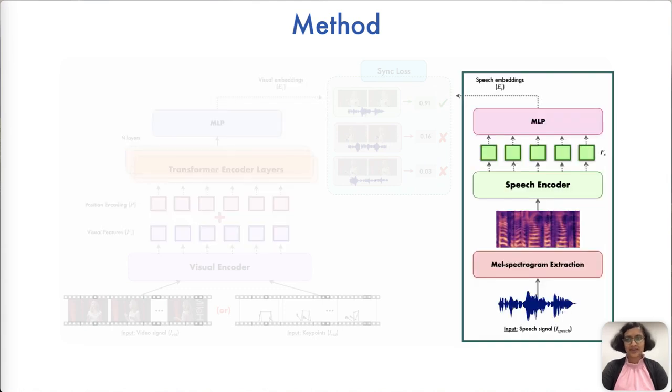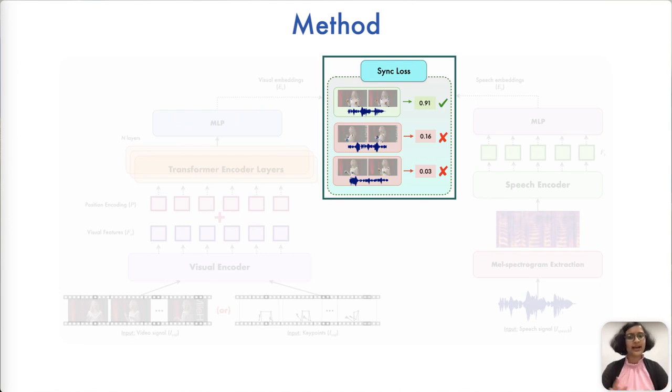In the audio stream, we represent the speech using Mel spectrograms, which are ingested by the speech encoder. These speech features generated by the encoder are further projected using an MLP to obtain the final speech embeddings. We now have 2 sets of vectors with us from two input streams. One is the visual embeddings and the other is the speech embeddings.